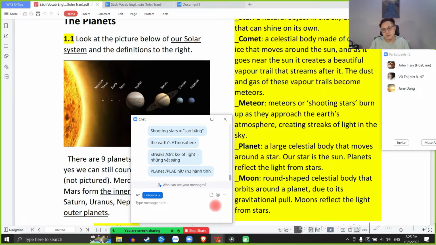It's a large celestial body, là một cái thiên thể rất là to, that moves around a star, mà nó di chuyển xung quanh một ngôi sao. Nhớ nha, ngôi sao thì nó sẽ có những hành tinh di chuyển xung quanh nó. So, a star has a lot of planets moving around it, okay? Our star is the sun. Cái ngôi sao của chúng ta chính là mặt trời ở đây.